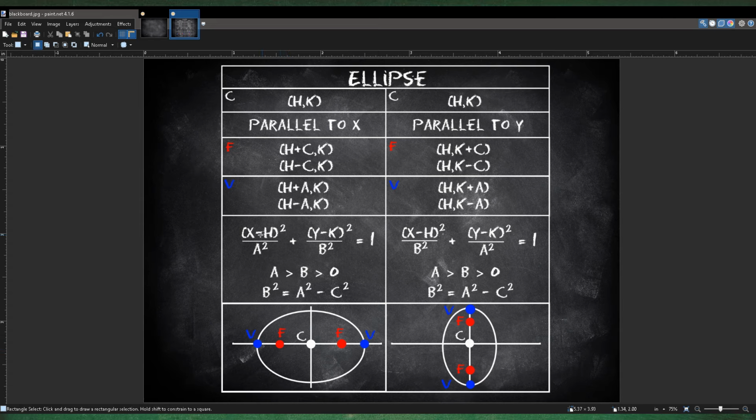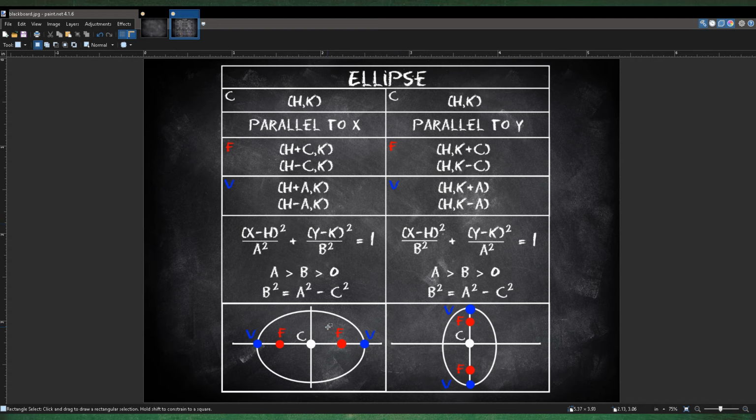The vertices, right here at the other side, are always further away from the center than the foci. And then you have the general equation, which is the x term squared divided by a constant plus the y term squared divided by a constant equal to 1, where a is greater than b is greater than 0. You don't have to think too much about this. I'll show you an example on how to do it.